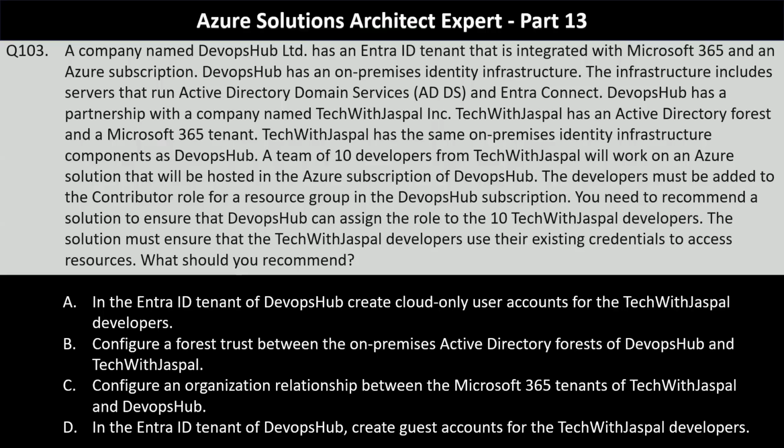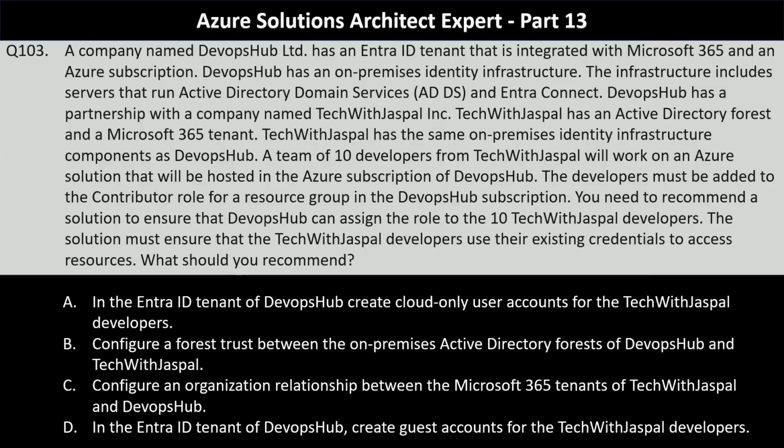What should you recommend? Your options are: In the Entra ID tenant of DevOps Hub, create cloud-only user accounts for the TechWith developers. Configure a forest trust between the on-premises Active Directory forest of DevOps Hub and Tech with Jaspal. Configure an organization relationship between the Microsoft 365 tenants of Tech with Jaspal and DevOps Hub. In the Entra ID tenant of DevOps Hub, create guest accounts for the Tech with Jaspal developers.